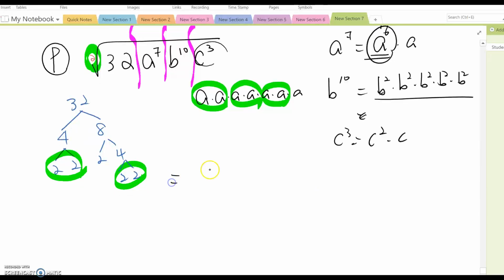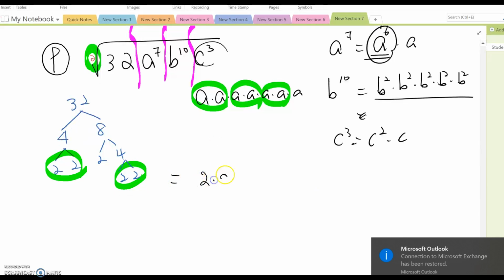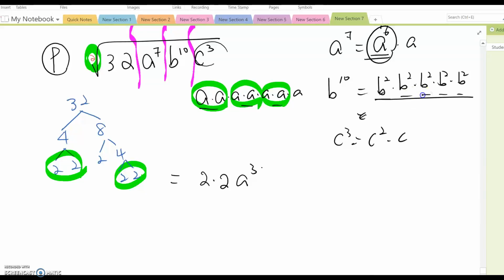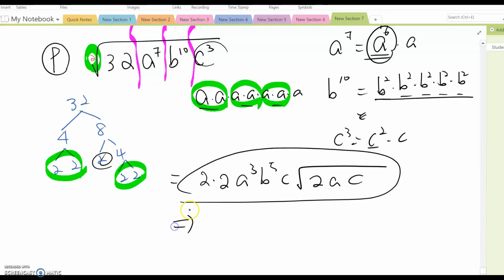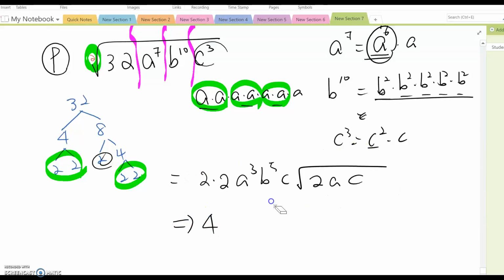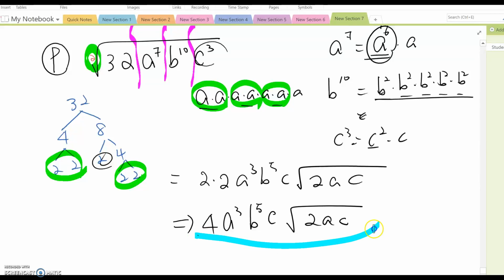So the answer becomes 2 times, 1, 2, 3, a cubed, 1, 2, 3, 4, 5, b to the 5th, 1 c, and then the leftover becomes 2, and then a, and then c. That's the answer. So simplified, it is 4 a cubed b to the 5th c square root 2ac. So that can be our final answer.